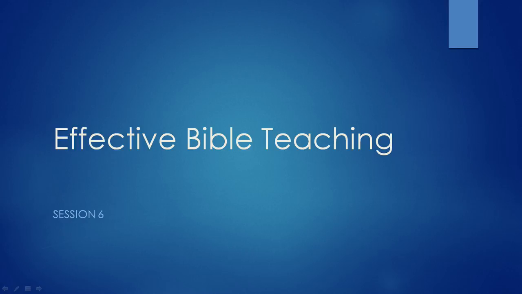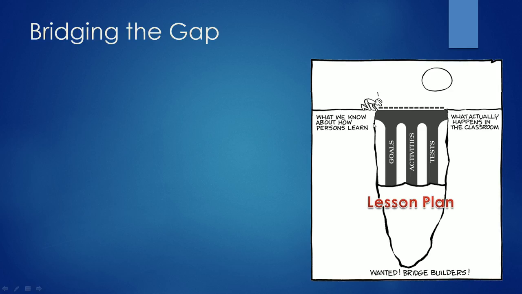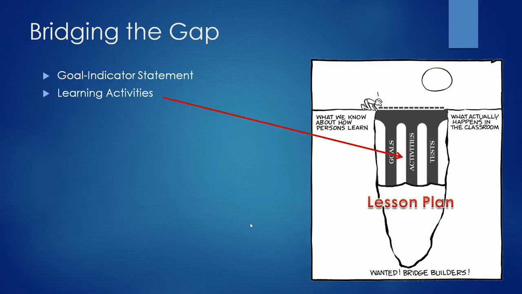As you recall, with the bridge, we gapped the distance between what we know about how people learn and what actually happens in the classroom. And we cross this bridge with our lesson plan, which is made up of our goals, activities, and our tests. So we've already talked about the goal indicator statements, and that of course was the first pillar. And now we'll move on to talk about the learning activities.